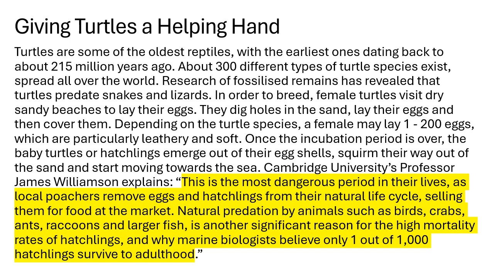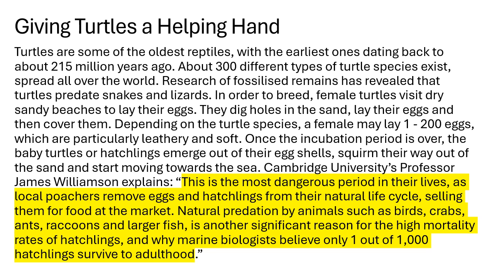Let's do that now. We read it, starting with his designation. Cambridge University's Professor James Williamson explains, quote, "This is the most dangerous period in their lives." We already know he's referring to turtles, as local poachers remove eggs and hatchlings from their natural life cycle, selling them for food at the market. Even if you don't know precisely what local poachers refers to, you at least can guess that they are humans, since they are said to be selling them for food at the market.